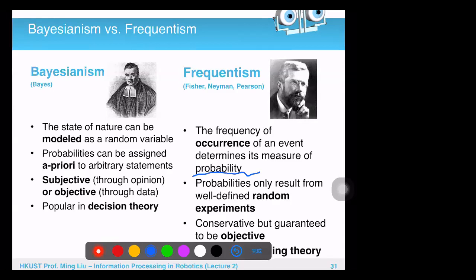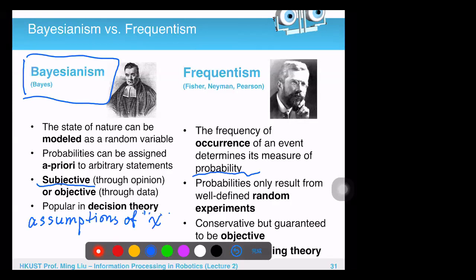But what we want to adopt in this lecture is more on the side of Bayesianism. But Bayesianism in most cases is about subjective beliefs, in other words assumptions about x. X can be a state, or it can be an observation. Okay, we will use Bayesianism more.